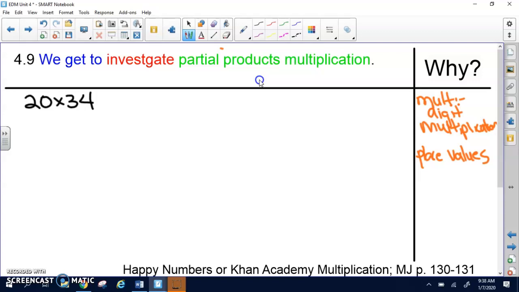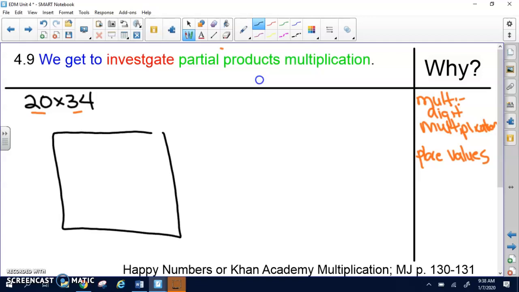So in this case, we have a number with 2 place values here and a number with 2 place values here. So what we're going to need is a box that has the ability to hold 2 place values for each number. So it's 2 boxes in this direction, and 2 boxes in this direction. I need eyes here. Actually, go ahead and write this down while we're writing it down.